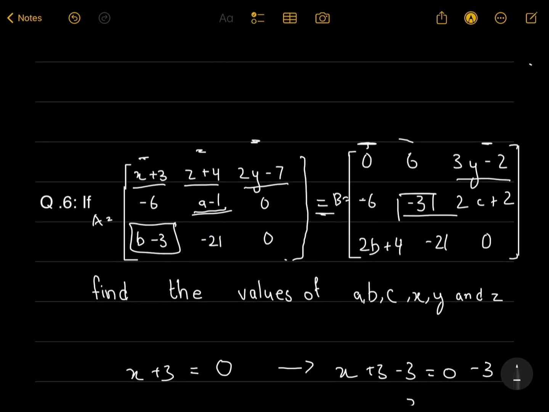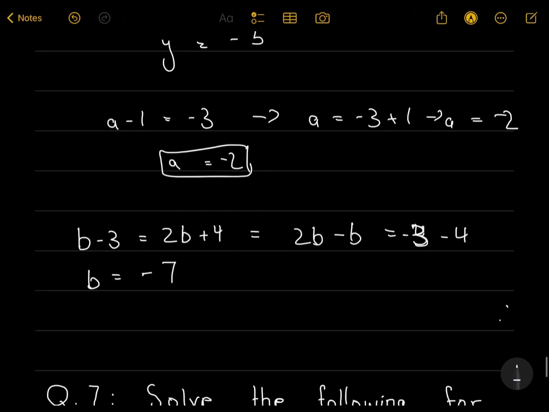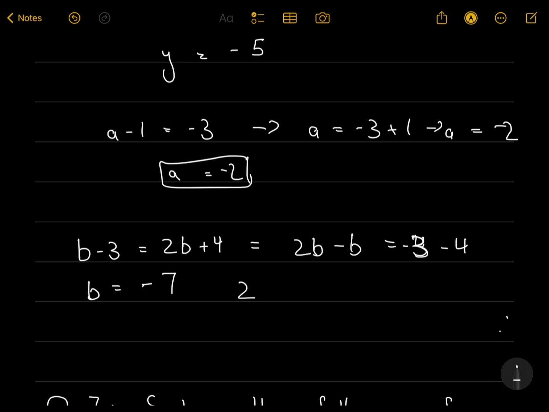Now the last value is finding the value of c. We get the variable c in this place. So 2c plus 2 equals 0. Rearranging this, 2c equals minus 2, and then dividing on both sides, we get c equals minus 1.